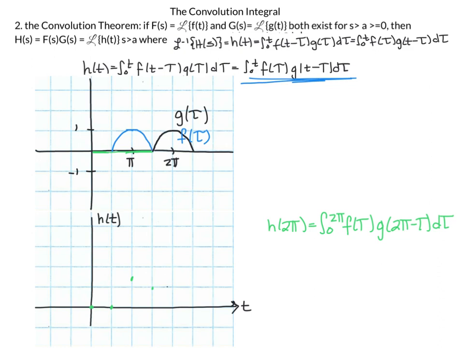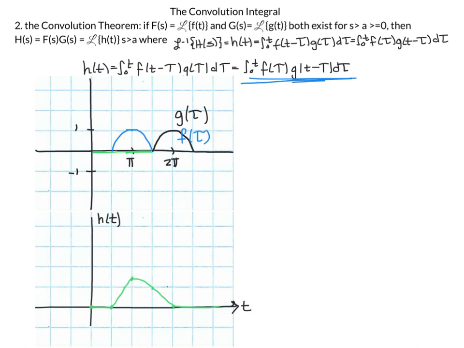And again, if you look at this, this is going to be 0 because wherever this black curve is non-zero, the blue curve is 0. So there's no overlap again. And from here on out, my curve is going to be 0. So it's non-zero, it's going to creep up, it's going to creep back down, and then it's going to be 0. So now we have a graph of what h of t is doing.